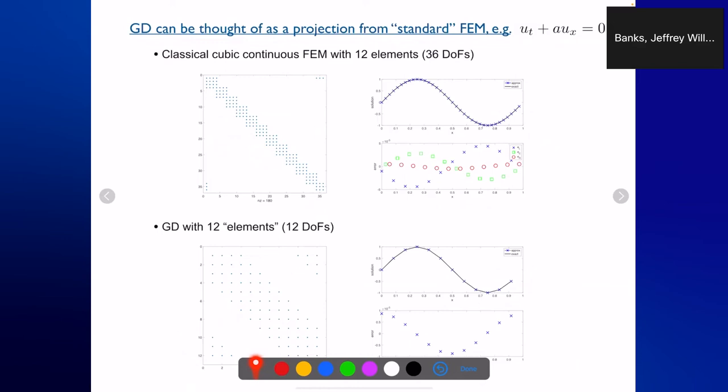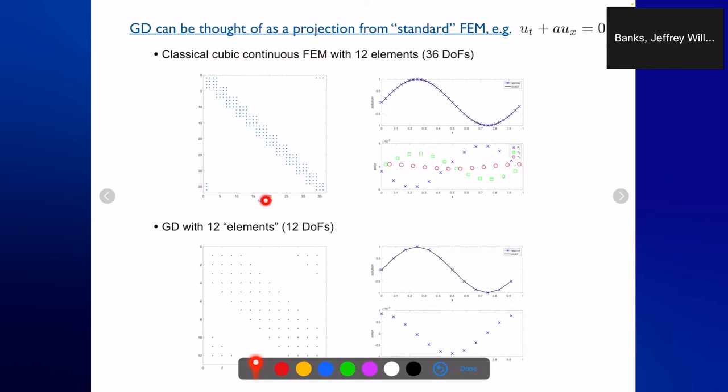Okay. So now, because I know folks are maybe interested in this, I just talk briefly about the relationship of GD to more standard FEM techniques. And this line of thought is actually something that Sonia helped me figure out, or actually figured out and told me about back in London years ago. So I want to just take a case: advection, u_t plus a u_x, and I'm going to use classical cubic continuous finite elements. So p is three finite elements. On the left, I've got the sparsity pattern of the mass and the stiffness matrix sitting here.